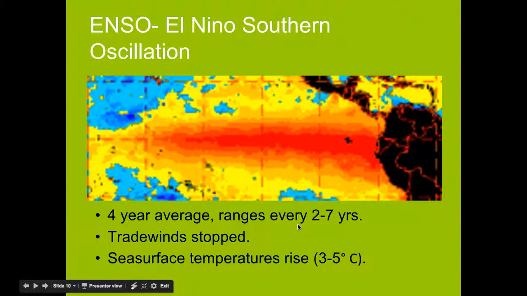Now, what's interesting is that over the past several decades, the frequency of El Niños has increased. Instead of seeing 7 to 10-year gaps between events, we're seeing 2 and 3-year gaps. What happens here? The trade winds stop. The trade winds normally push water east to west, from the western coast of South America towards the western Pacific. Because these trade winds stop, the surface temperatures get much higher, 3 to 5 degrees Celsius on average.